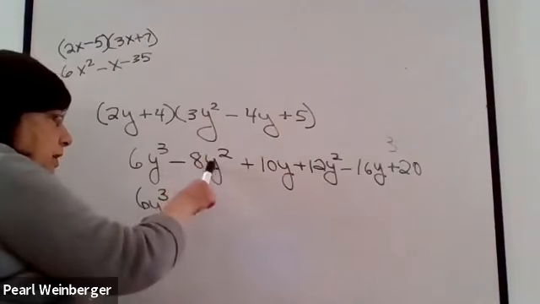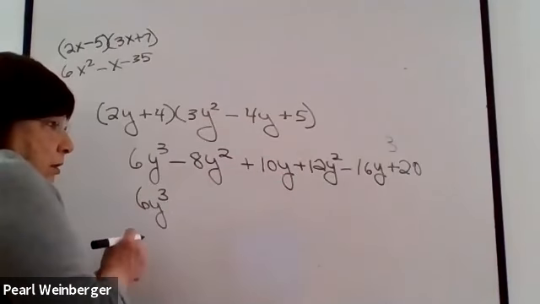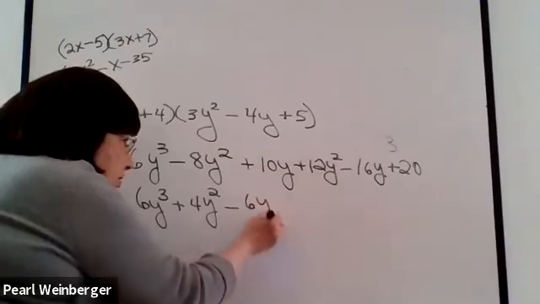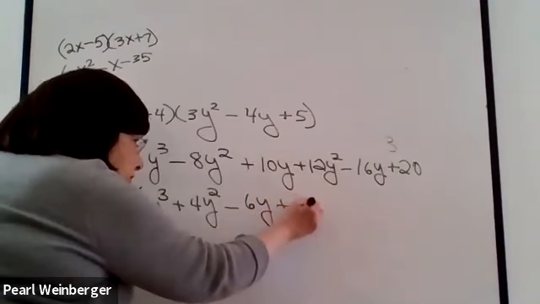Then you combine, you go down, it's 6y to the third. And then you do -8y squared plus 12y squared. Okay, so these are your like terms because they both have y squared. So what did you get? 4y squared, right? 4y to the 2. Minus, and then you did +10y and -16y. That gave me -6y. Correct. Plus 20. That is perfect.